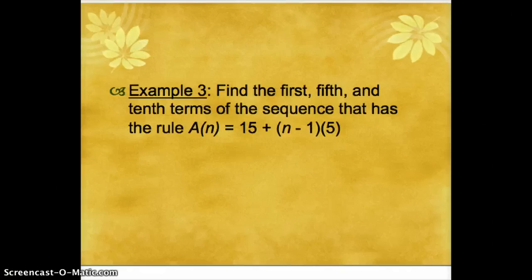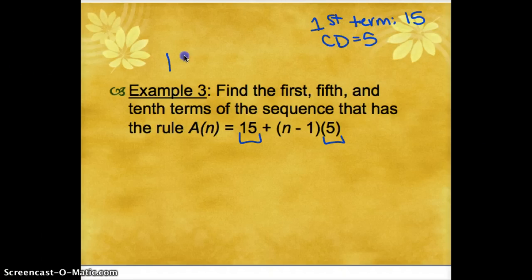So if I ask you to find the first, fifth, and 10th terms of the sequence that has this rule, A of n equals 15 plus the quantity n minus 1 times 5, what I want you to look at is, here's my formula. So this 15 is my first term. And I'd really like you to be able to point out the common difference too. 5 is my common difference. So it looks like my pattern is going to start at 15 and add 5 every time. So it should be like going 15, 20, 25, etc. And I just want to find the first, fifth, and 10th terms.